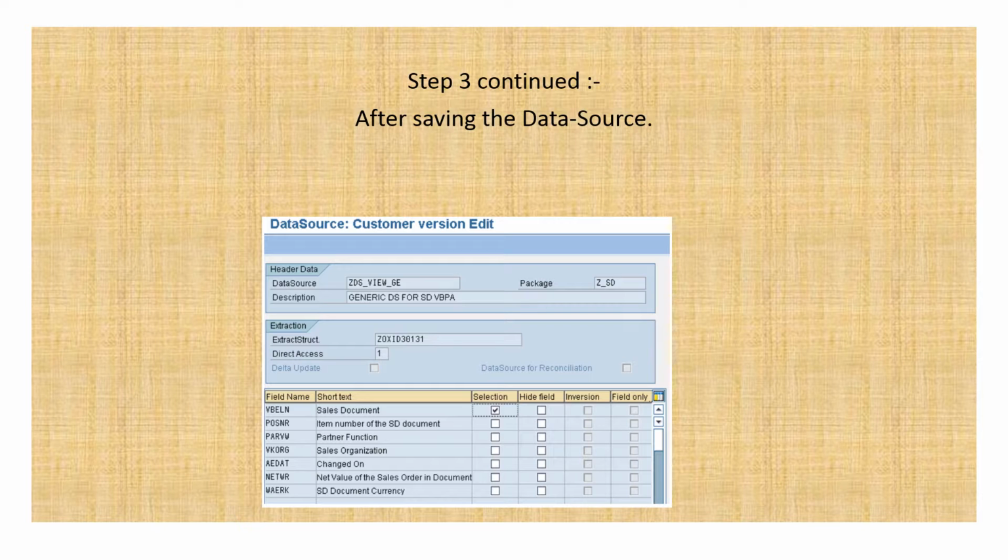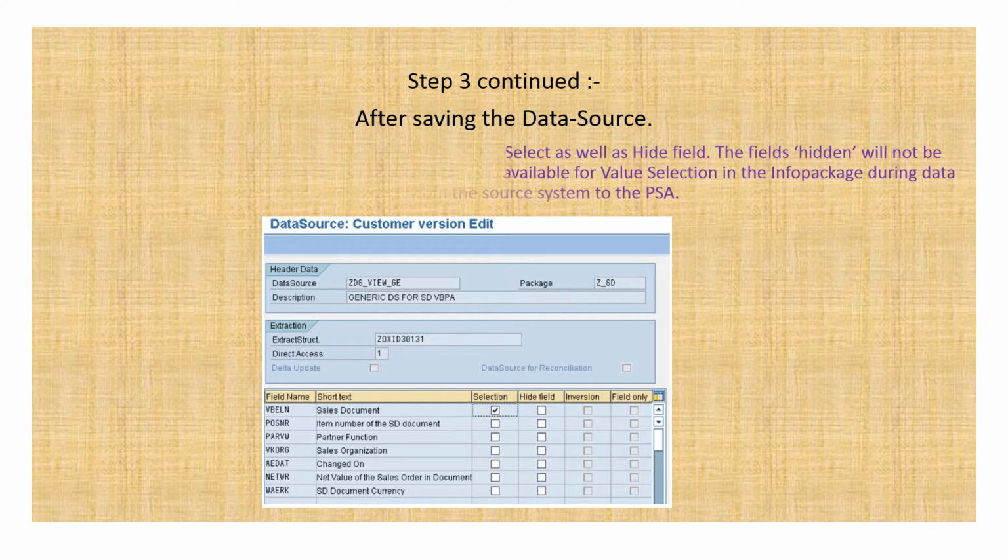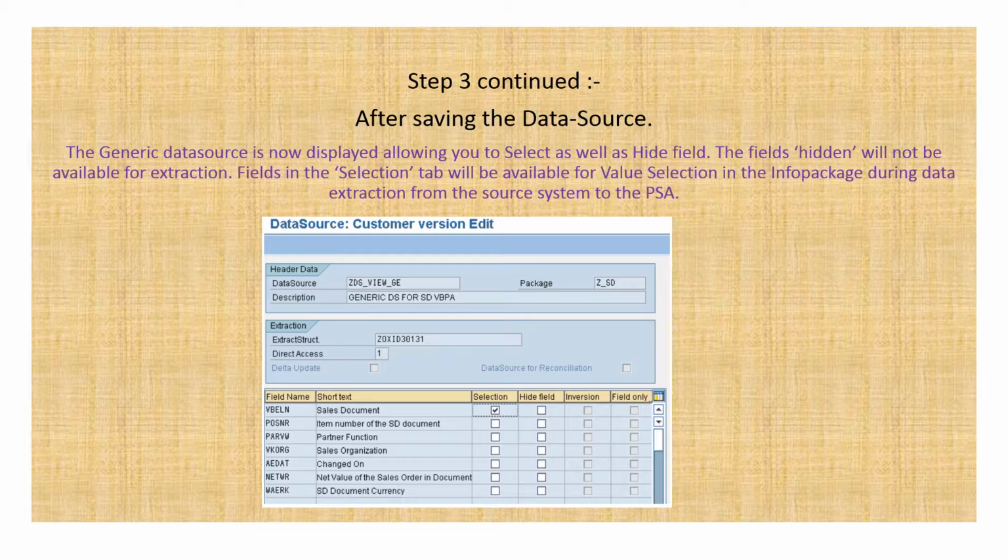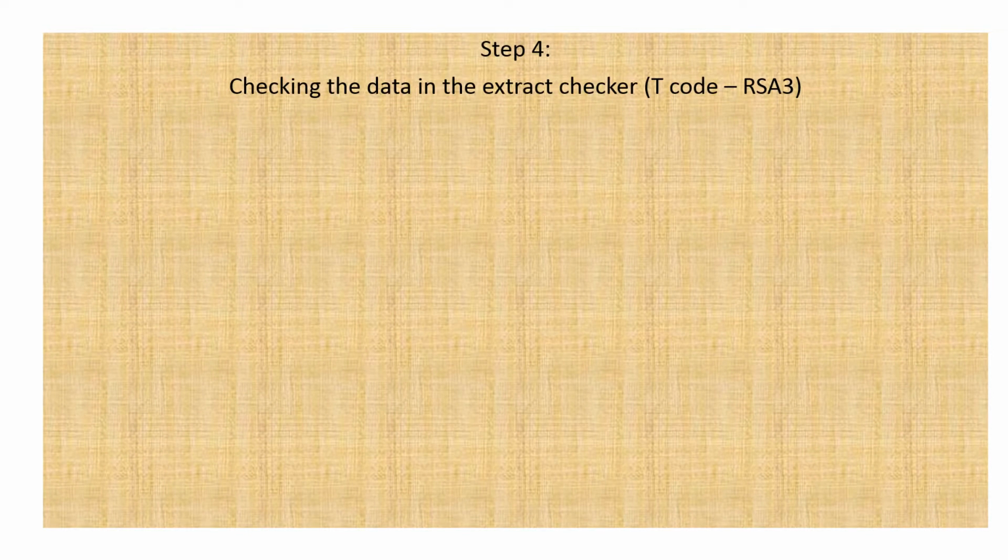Here you have the option to select or hide fields. If you hide the fields, as in this picture, you will not be able to see the data in your data source. And the option called selection: if you select these options, those fields are available in your info package during data extraction from the source system to PSA.